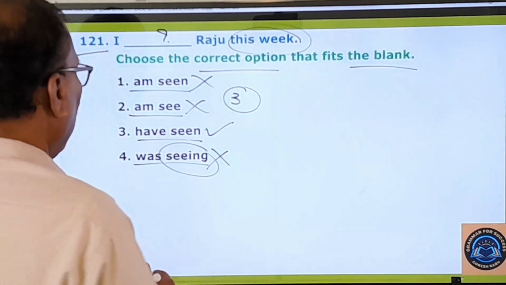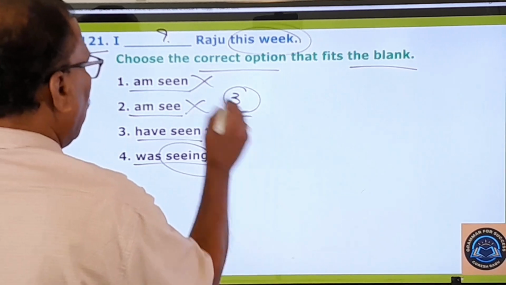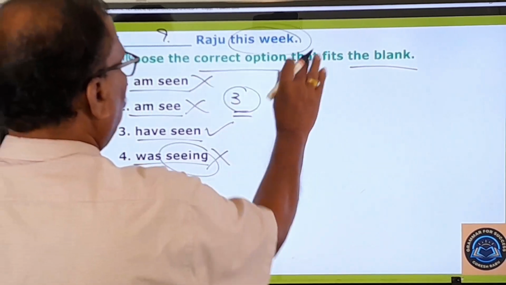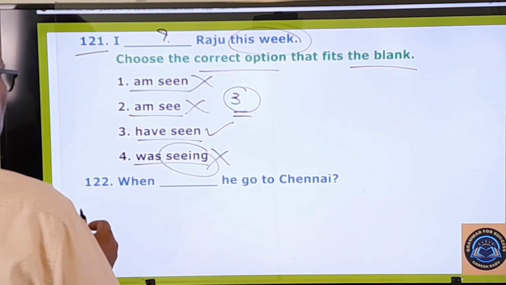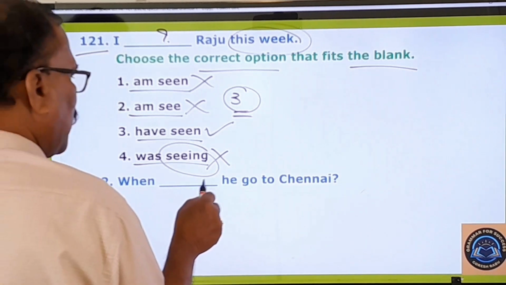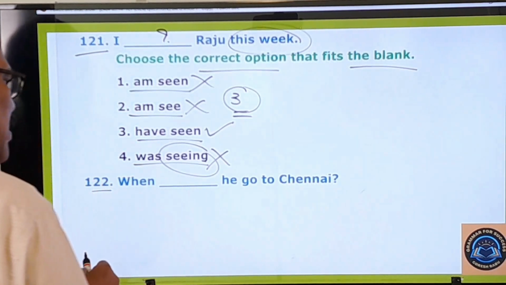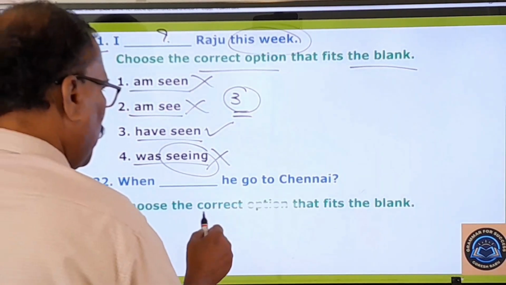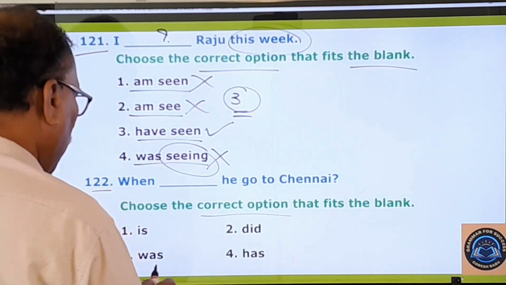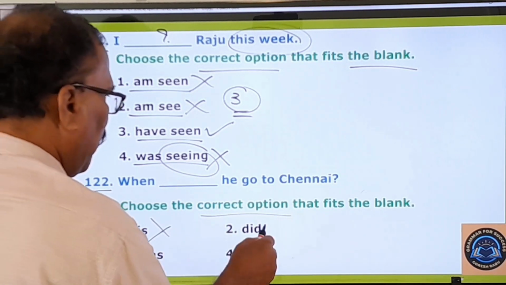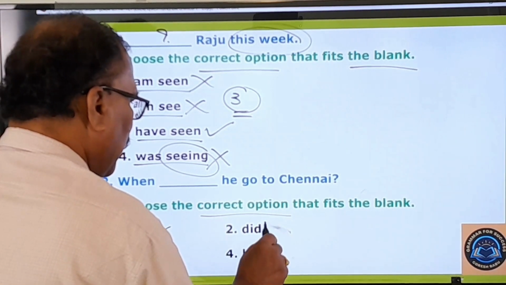Right, so this third one is the right one: I have seen Raju this week. And you go to the 122nd question. When dash he go to Chennai? When dash he go to Chennai? That means what? Choose the correct option. What are the options given here? When is he go? No, you cannot say. When did he go? Yes, the second one is the right one.